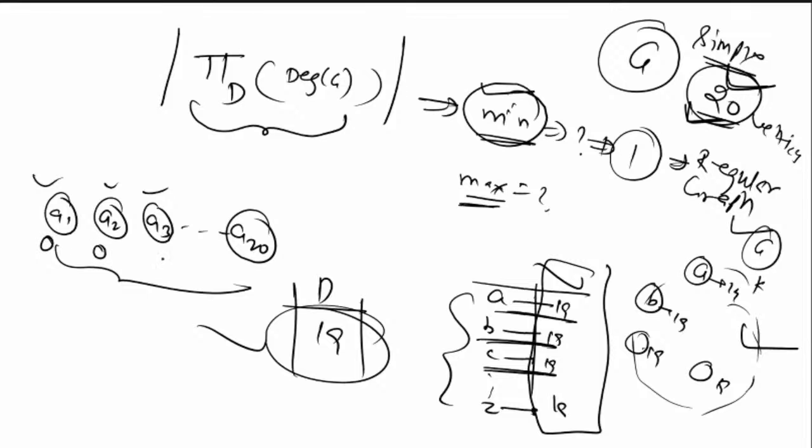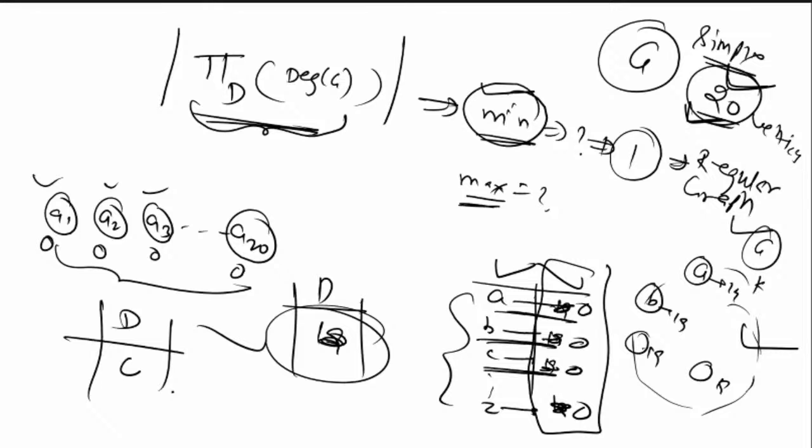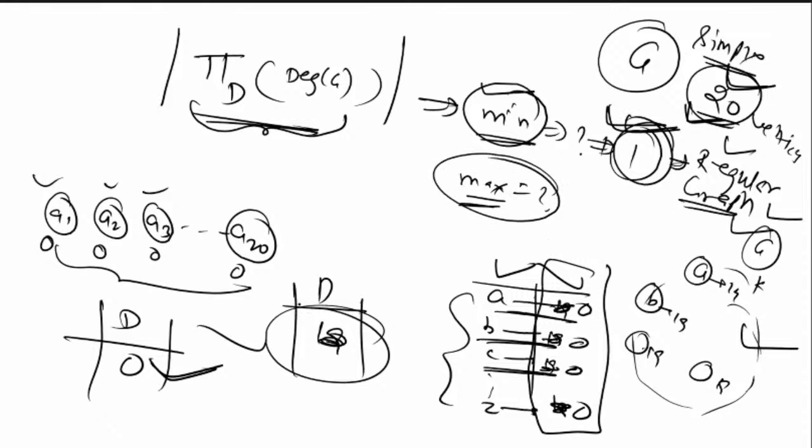Everyone has degree 0, 0, 0. In this case, every vertex has degree 0. Finally, when you do this projection, what do you get? You get only one tuple. So you can say that the minimum number of tuples that you can get is one. When you have a regular graph, you will get only one tuple. Okay. Now, what is the maximum number of tuples you can have?